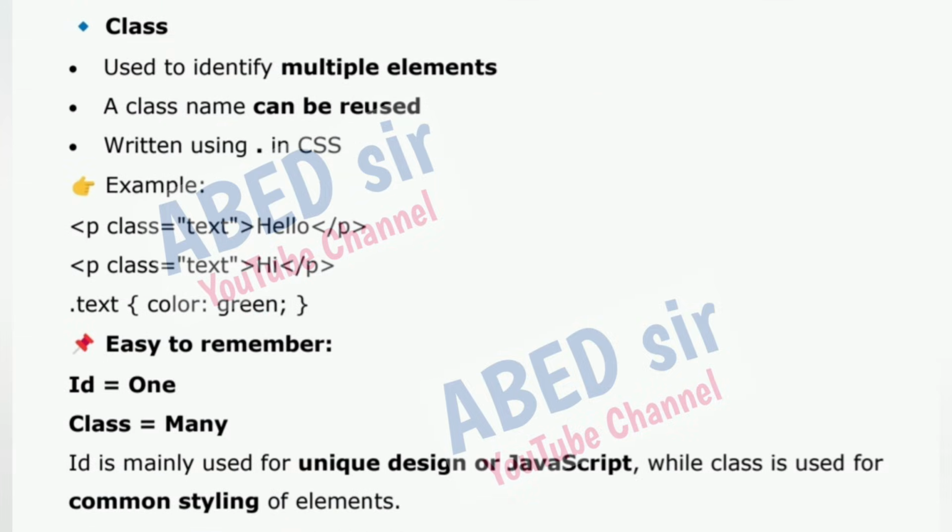Class is used to identify multiple elements. A class name can be reused. Written using dot in CSS. Example: p class is equal to text, hello, /p. p class is equal to text, hi, /p. Dot text, color green. Easy to remember: ID is equal to 1, class is equal to many. ID is mainly used for unique design or JavaScript, while class is used for common styling of elements.